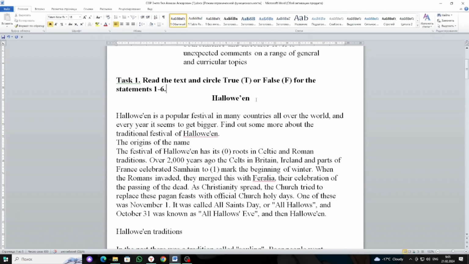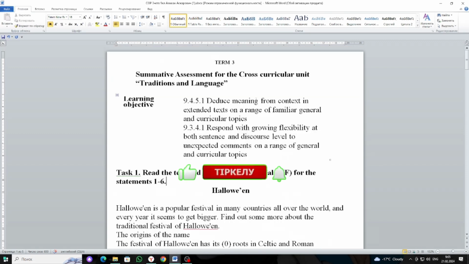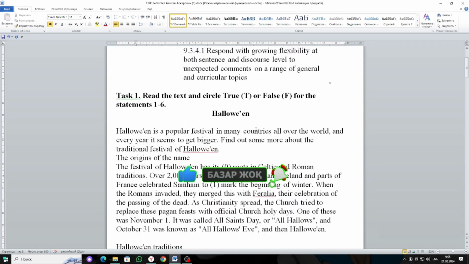Today we are going to write the summative assessment for the unit tradition and language. Grade 9. Task 1. Read the text and circle true or false.